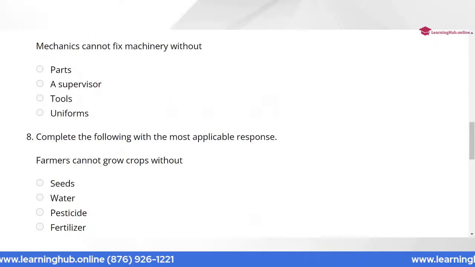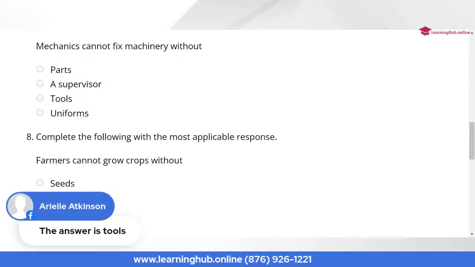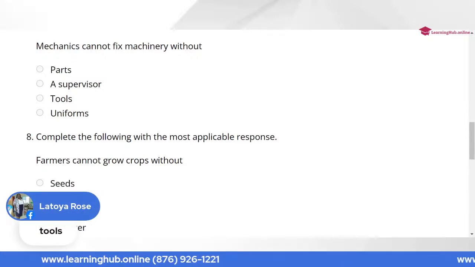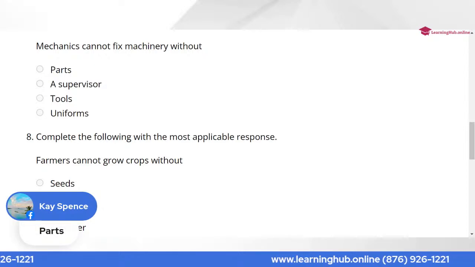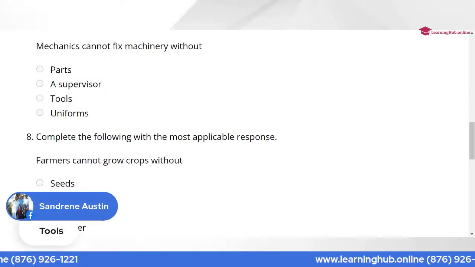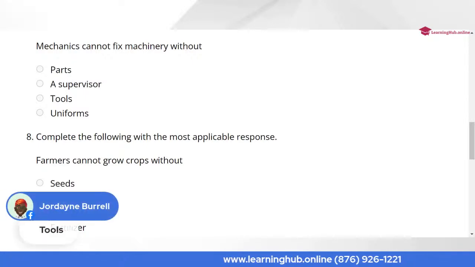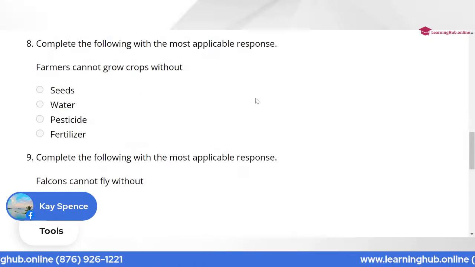Mechanics cannot fix machinery without. Charmaine is saying tools. Ariel is saying tools. Latoya is saying tools. Quasi is saying tools. K Spence is saying parts. Now, K Spence, sometimes it's not a part that you need to get, but you really need tools to fix the machinery. So tools right there, that's necessary. All right, so I put up everybody that's answered. All right, let's look at the next one.